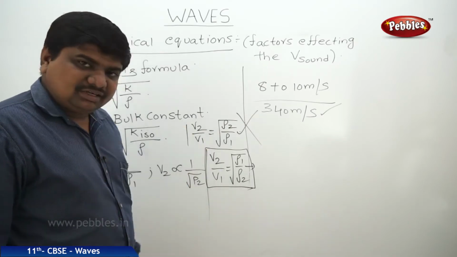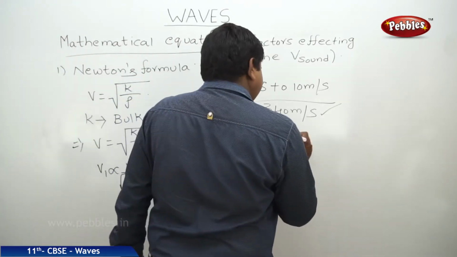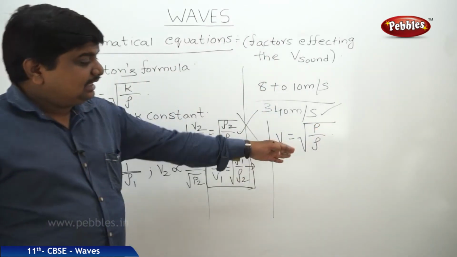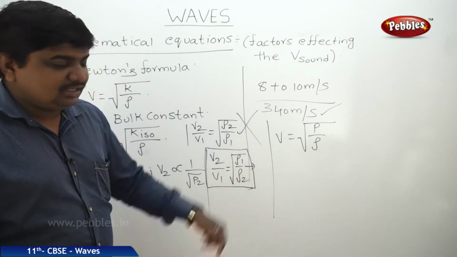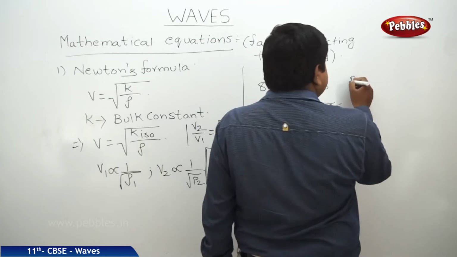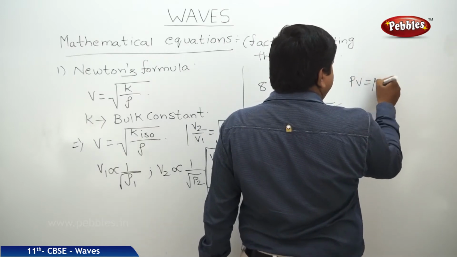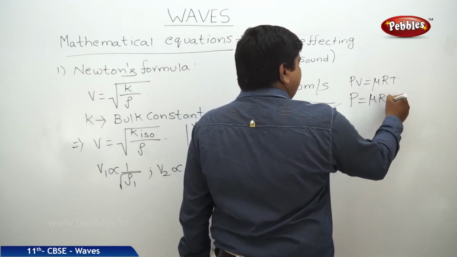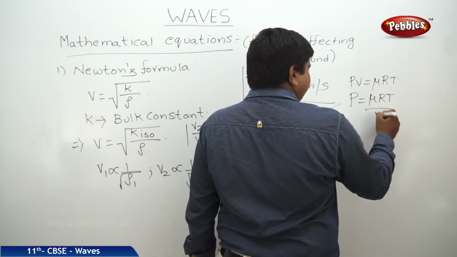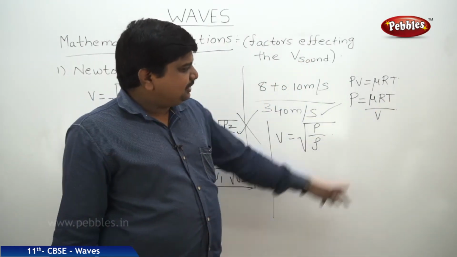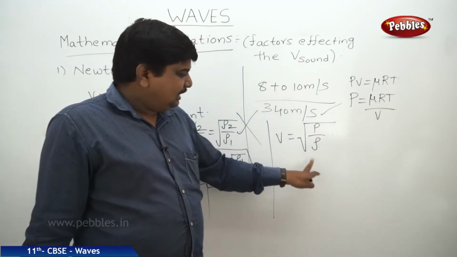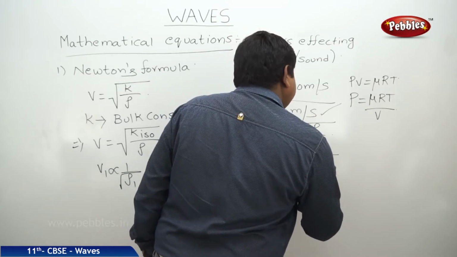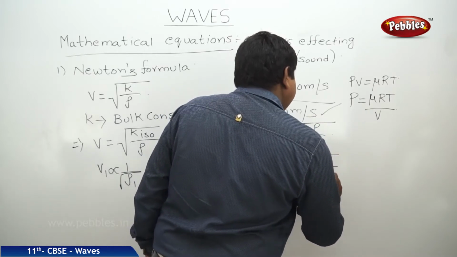So, if you see the comparison of this equation, we can say that V is proportional to square root of P by rho. Here also the density is inversely proportional to the speed of sound. We know that PV is equal to mu RT according to the ideal gas equation. Therefore, P is equal to mu RT by V. Now we can substitute mu RT by V in place of P in this equation. Therefore, speed of sound is equal to square root of mu RT by V rho.